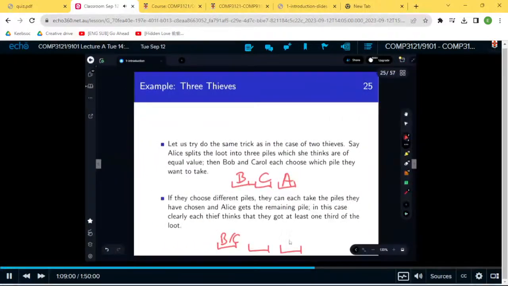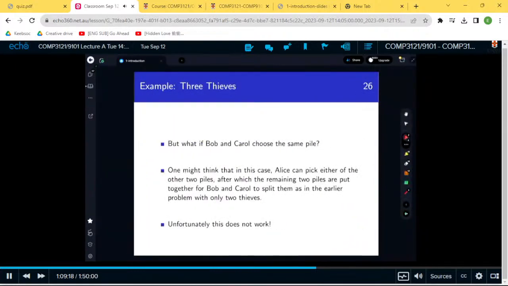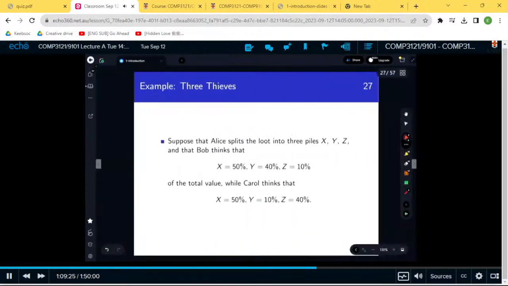Let's say we give the third pile to Alice, and Bob and Carol take the items in the first 2 piles, put them together, and split them as in the two thief algorithm. So unfortunately, this doesn't work. Why not? Well, the situation could be like this.